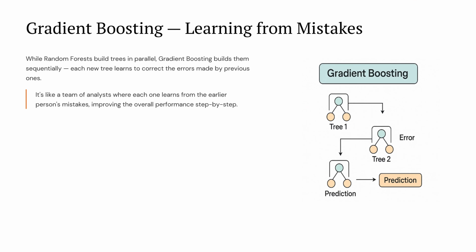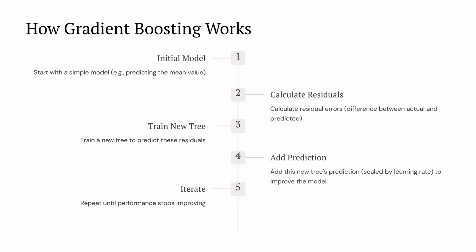Gradient boosting builds trees one after another. Each new tree learns from mistakes of previous ones. It's like a team where every member improves on what the earlier one missed, step by step, making the model smarter and more accurate.